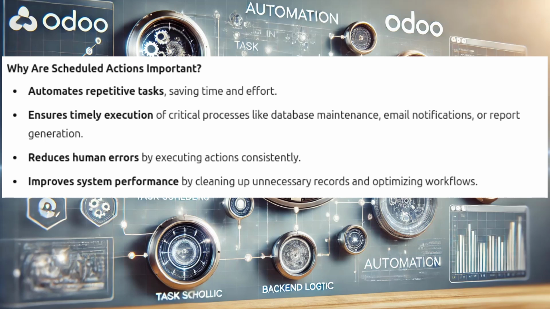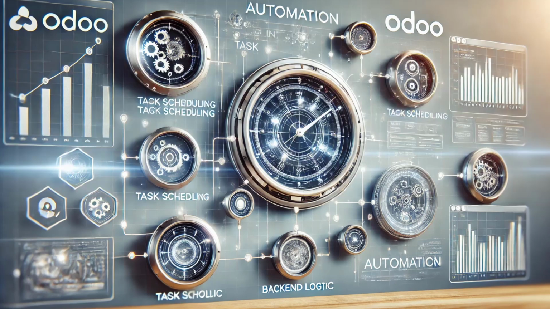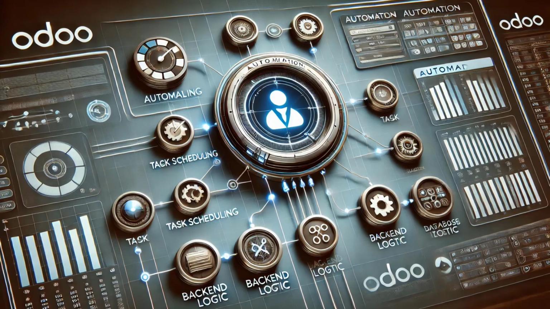So some real-world examples are sending reminder emails to customers about pending invoices, automatically archiving old sales orders after a certain period, updating stock levels based on supplier deliveries, and generating reports and emailing them to managers at a set time. So now we have some idea and we understand the importance of scheduled actions. Let's move on to creating a custom cron job in Odoo 18.